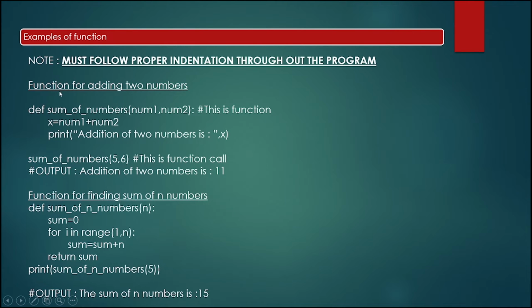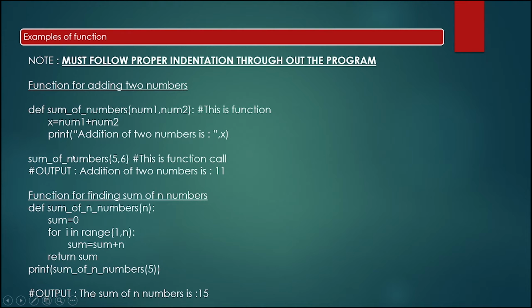So let us try to write a function for adding two numbers, right? So first we have to write def and space, and we have to write the function name. I have taken the function name as sum of numbers. You can take anything, right? And in the brackets I have taken two numbers, that is num1 and num2, right? And in the function I'm writing these two statements, that is x equal to num1 plus num2. What is x here? It is a variable. I'm storing the sum of these two numbers in x, right? And after that I'm printing, print addition of two numbers is comma x, right?